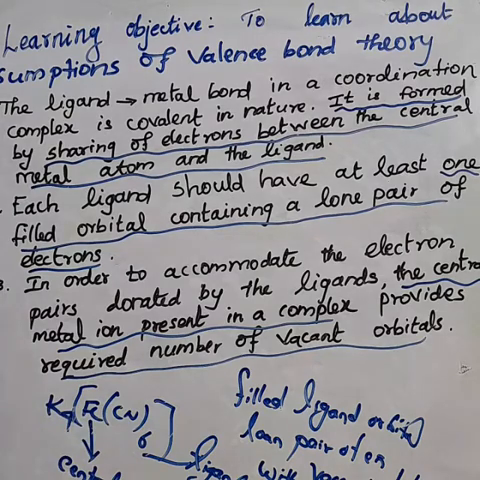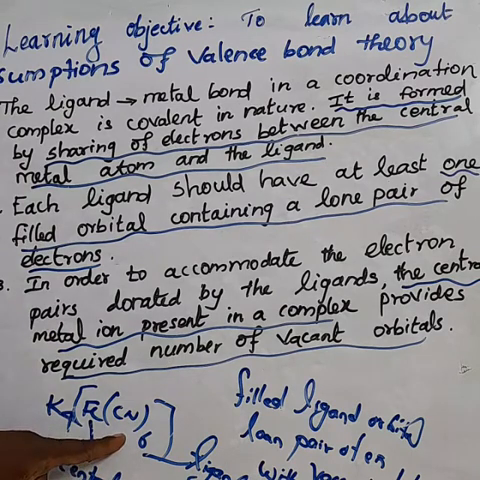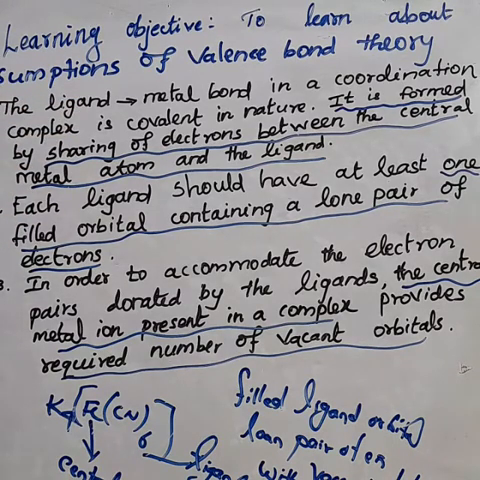Now the second assumption. What is the second assumption? Each ligand should have at least one filled orbital. Here we have 6 ligands. Each ligand should have at least one filled orbital containing a lone pair of electrons. This is the key point.